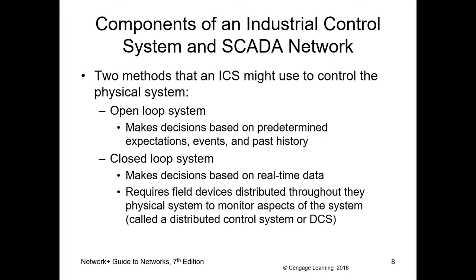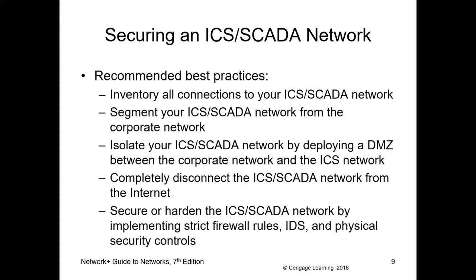Now, closed loops have to be told in real time what to do. They require field devices distributed throughout the physical system to monitor aspects of the system. So open loop means it's not in real time. They already know what they need to do. Nobody needs to tell them anything. They make their own decisions. Closed loop, you have to be told what to do, the machine that is.